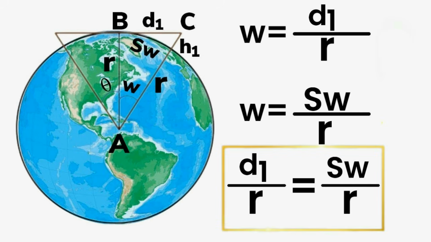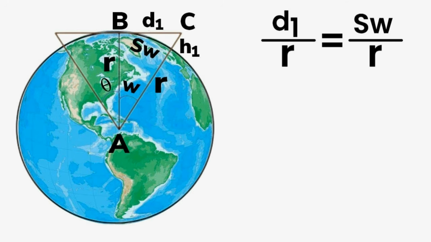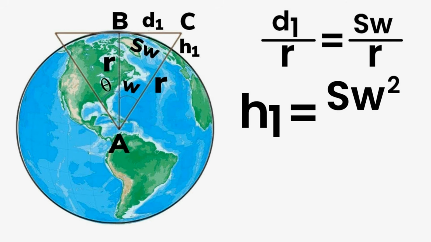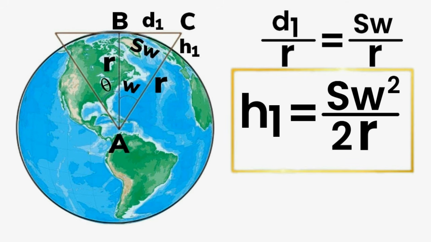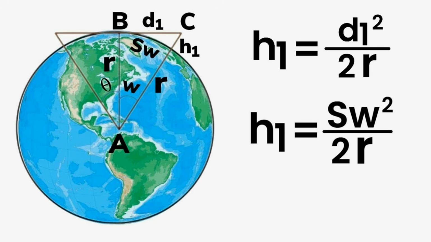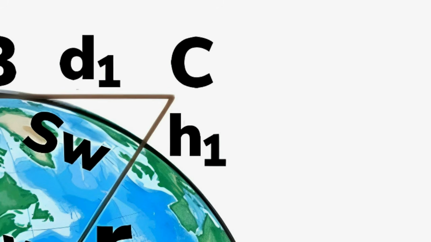Now that we know d1 and SW are the same, and we are solving for h1, it can be written out as h1 equals SW squared over 2 times the radius. Considering d1 squared and SW squared are equivalent, we will proceed by using SW squared to solve. The reason we've been focusing on determining the value of h1 is that we want to calculate the amount of curvature drop over a specific distance. Understanding this drop is crucial for our analysis of the observation you are about to witness.